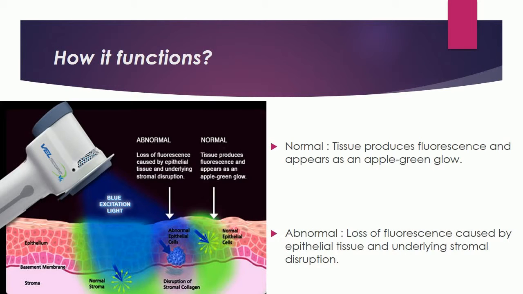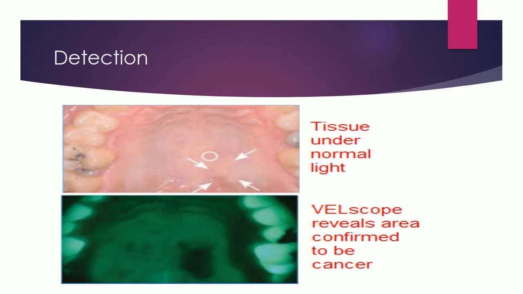How it functions? Normal tissue produces fluorescence and appears as an apple green glow. Abnormal: loss of fluorescence caused by epithelial tissue and underlying stromal disruption. Detection. Tissue under normal light. Velscope reveals area confirmed to be cancer.